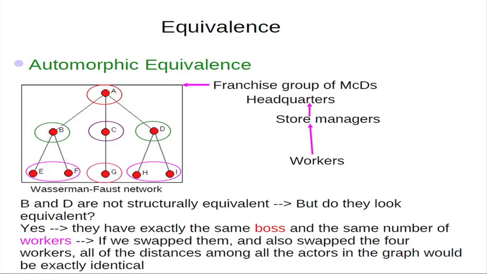G is a separate class in itself, C is a separate class in itself, but now B and D fall in the same class. That is why I have colored them with the same color. B and D actually form a similar class, the same automorphic equivalence class, and A is a separate class in itself, okay. So this is where you relax the definition a little bit from structural equivalence to automorphic equivalence by translating exact substitutability to symmetry, okay.